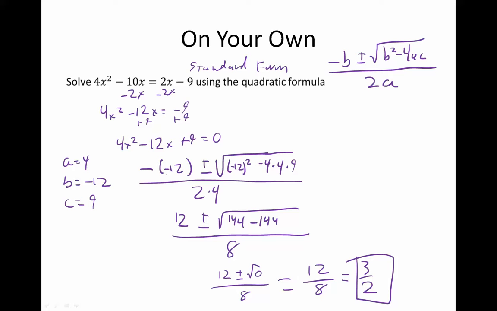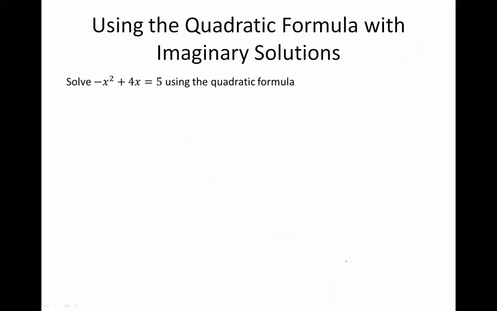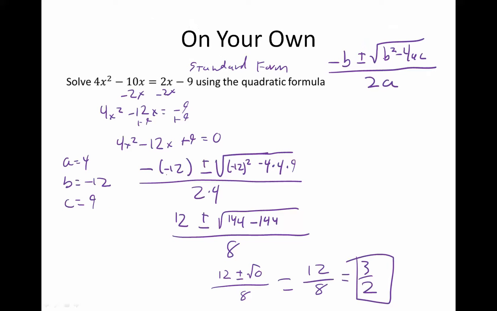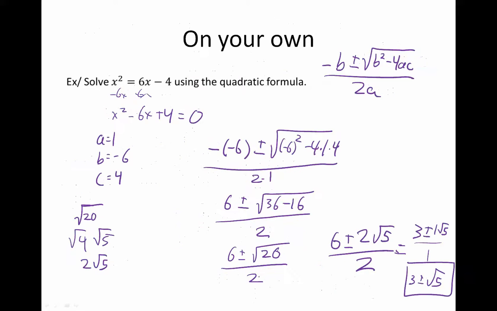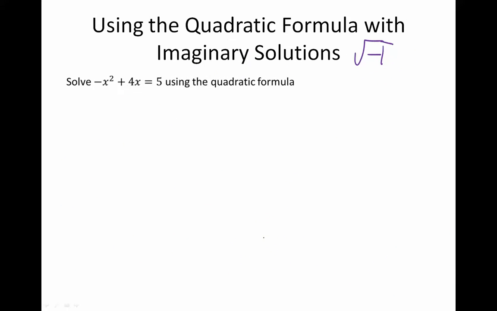And again, if you've got questions on this one, make sure you get those addressed before you move on to the final example, which is using the quadratic formula with imaginary solutions. Now, an imaginary solution, remember, is when we have the square root of a negative number, right? The square root of negative 1. Notice that in this problem, the root became 0. In the first example, the root became a positive number. In this final example, we're going to see what happens when that root becomes a negative number.